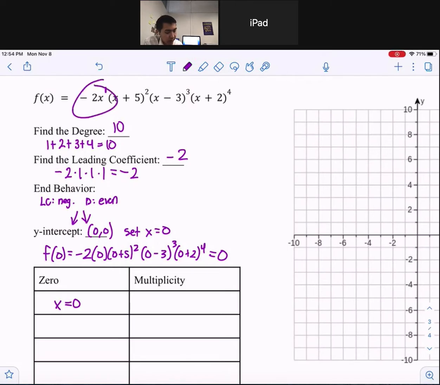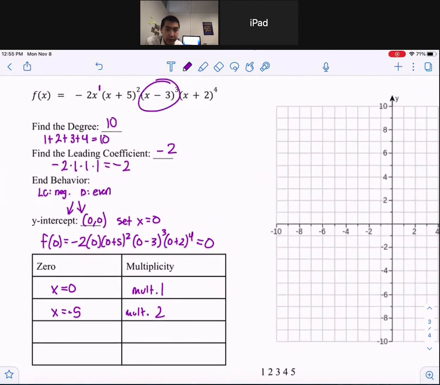What's this multiplicity? Look at the power. It is 1. Okay, what would make this 0? Well, if you plug in -5 for x, -5 plus 5 is 0. So x equals -5. Multiplicity, look at the power. Power is 2.